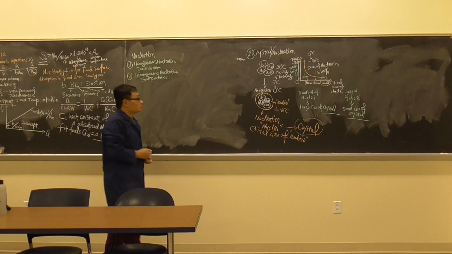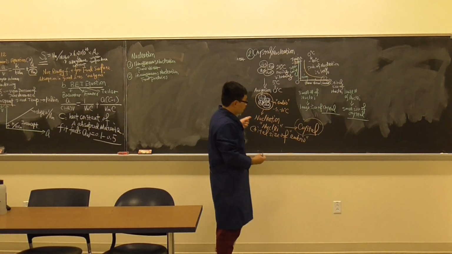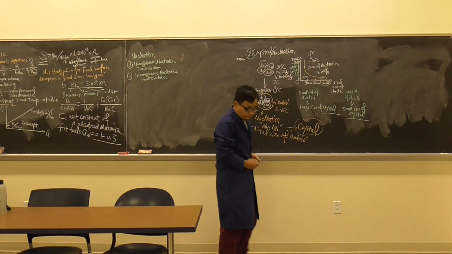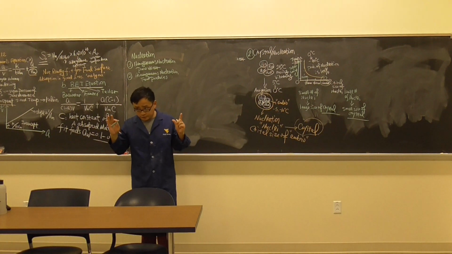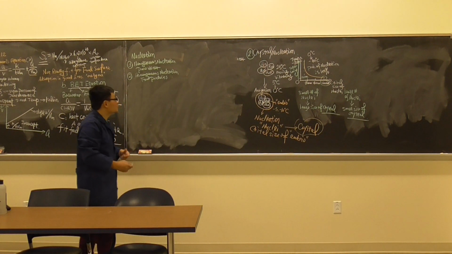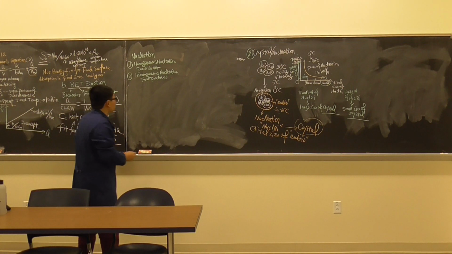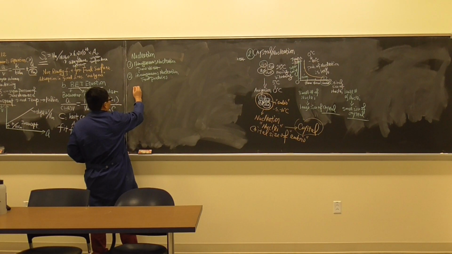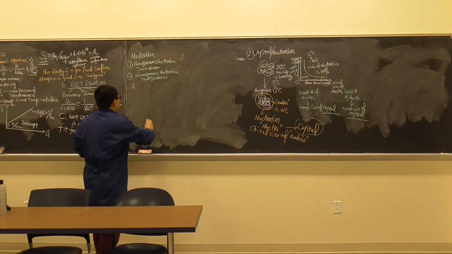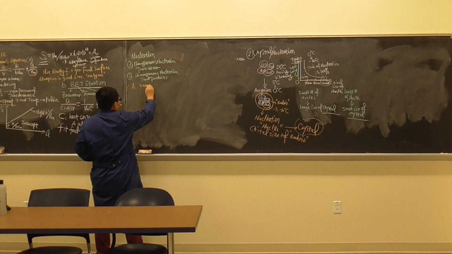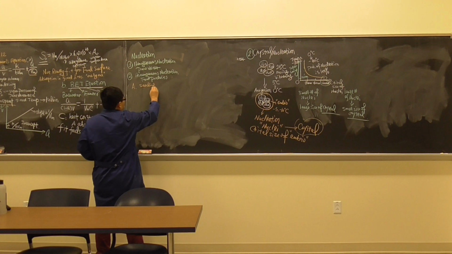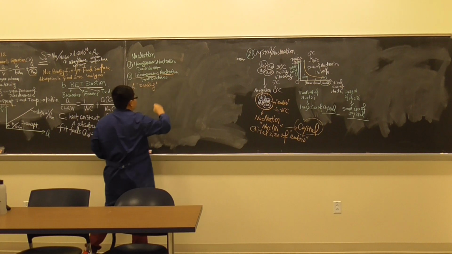Okay? Now, here is the question. We don't like the crystal. We want the crystal to be as small as possible. So what do the industries do? There are several things they can do. Number 1, they add ingredients inside. We call it seeding. And that's an example of heterogeneous nucleation.